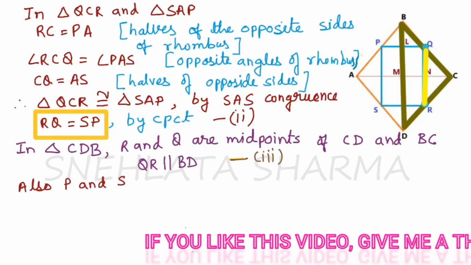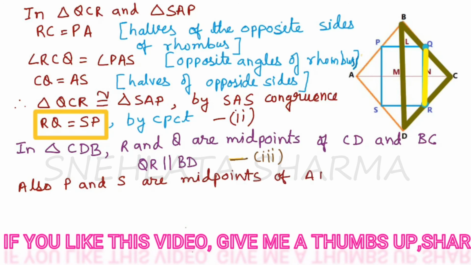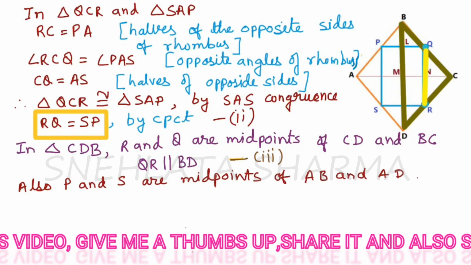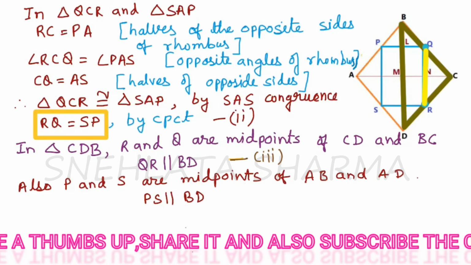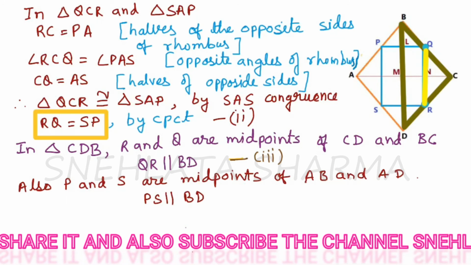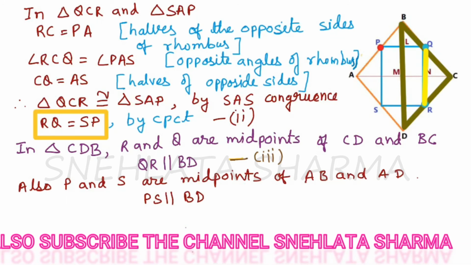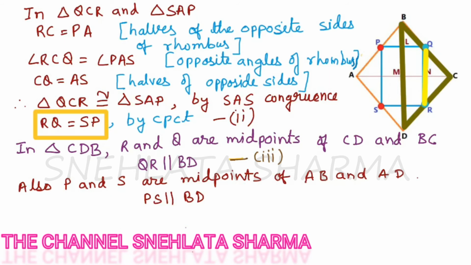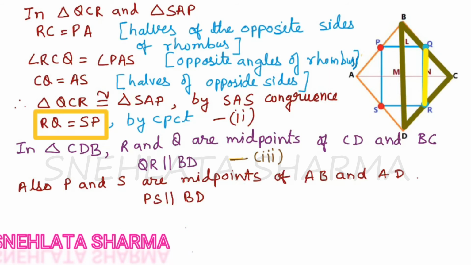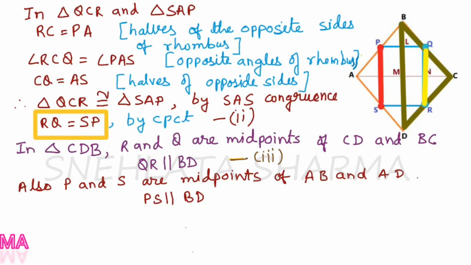Also, P and S are the midpoints of sides AB and AD respectively. This gives PS is parallel to BD. You can see figure, this is P is midpoint of AB and S is midpoint of AD. This point is S. Now PS is parallel to BD. Let us mark this as equation 4.